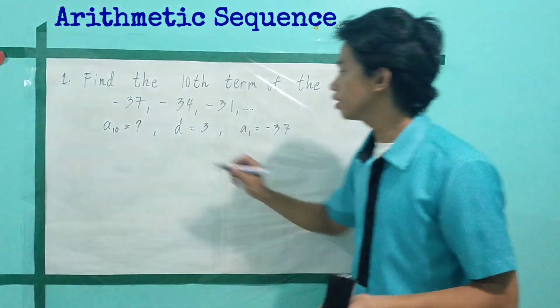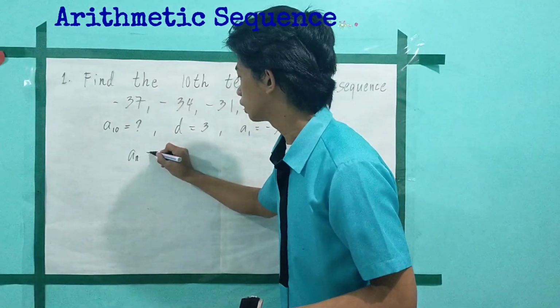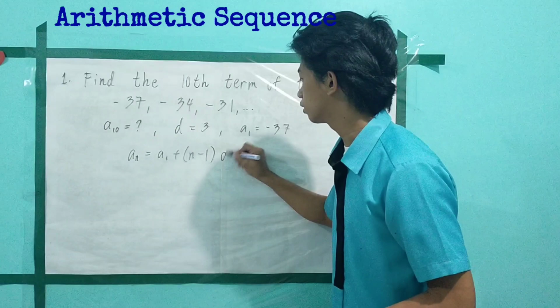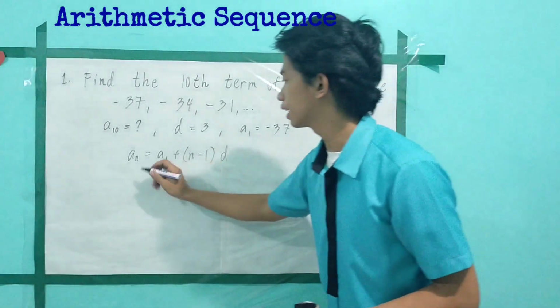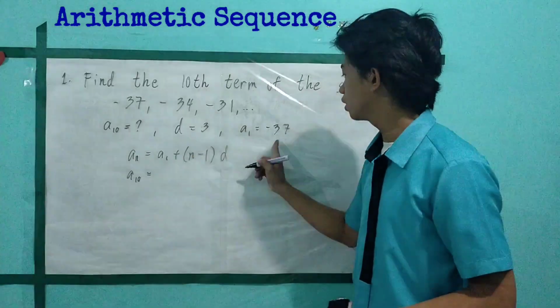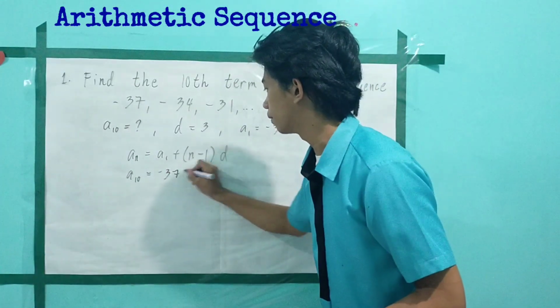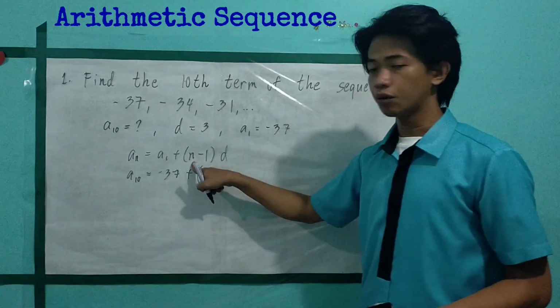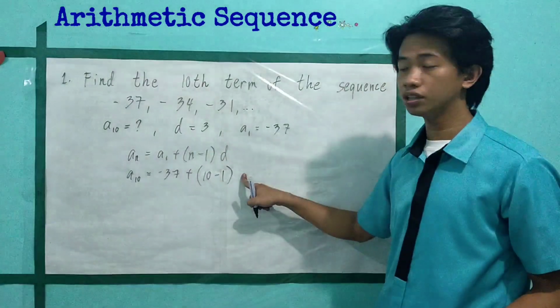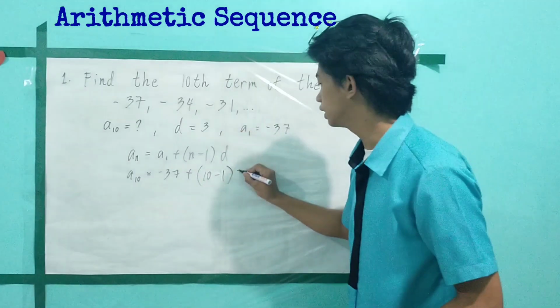Okay, using our formula, a sub n is equal to a sub 1 plus n less 1 multiplied to the common difference. Substitute natin, a sub 10 is equal to, what is our a sub 1? We have negative 37 plus, how many terms do we have? We have 10 less 1 multiplied to the common difference. Our common difference is 3.